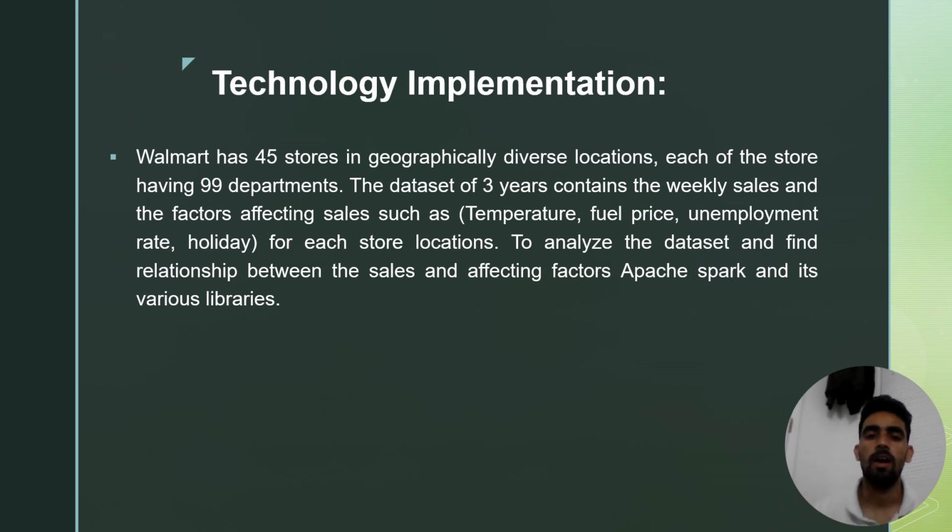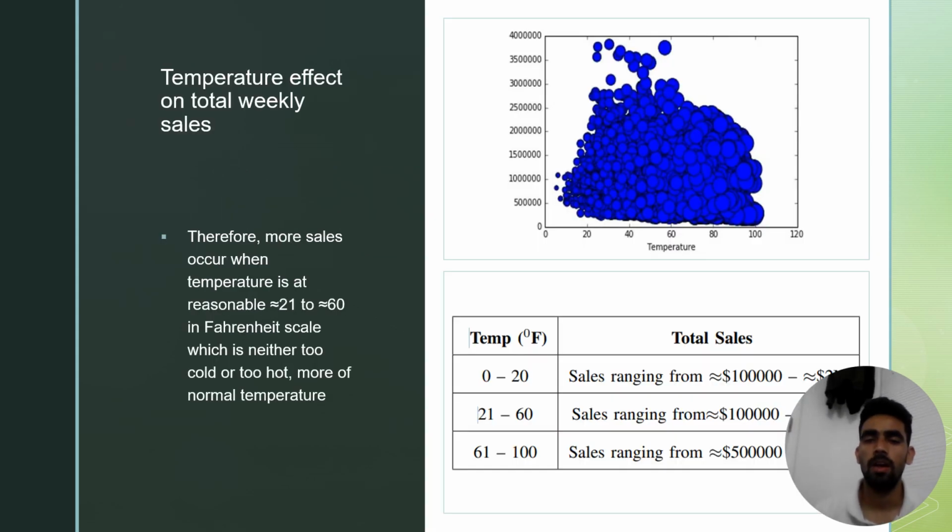Yeah. So after the implementation of this data into these libraries and tools, we got the results. For example, first and mostly we considered the temperature, and you can see in this slide that there is a huge sales market when the temperature is between 40 and 60 degrees Fahrenheit. The most sales occurred at a reasonable temperature, which is near cool. It's not too hot or too cold.